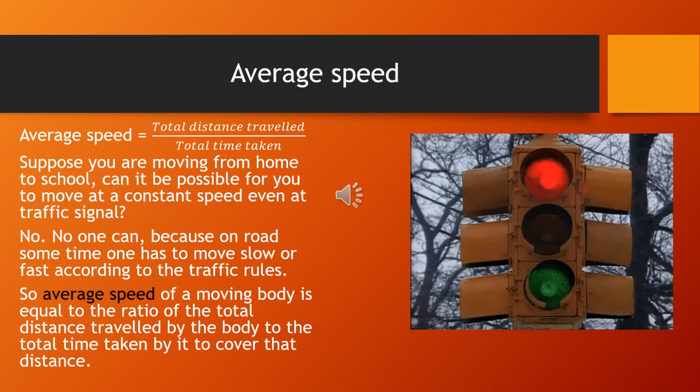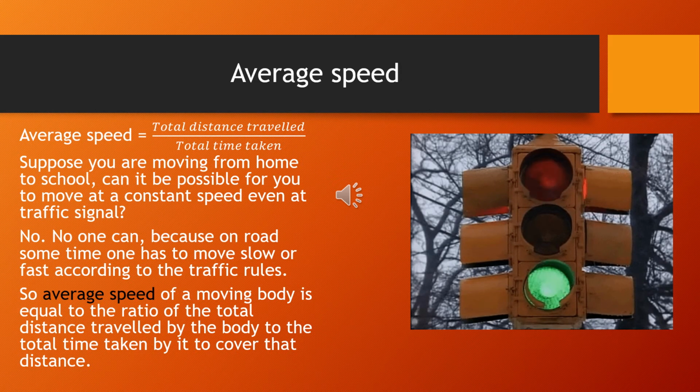In practical, daily life situations, we cannot have a constant speed, so we always calculate average speed. Average speed means total distance covered upon total time taken. For example, if you started moving from Delhi to Chandigarh, in between you would be stopping somewhere, you would be running very fast on the highways, and on state roads you would be moving quite slow, and the total time you took was, suppose, 5 or 6 hours.